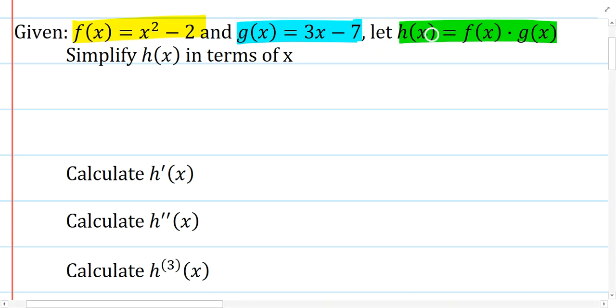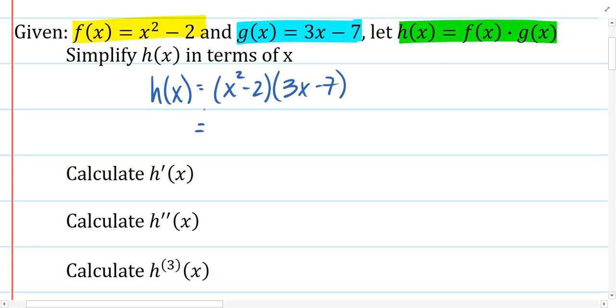And so since this isn't too challenging, we could simplify h in terms of just x. H of x is equal to f of x times g of x, so what I'm really asking you to do here is to take f of x, which is x squared minus 2, and multiply it by g of x, which is 3x minus 7. If we FOIL and combine like terms, actually there are no like terms here, looks like 3x cubed minus 7x squared minus 6x plus 14 will do it.